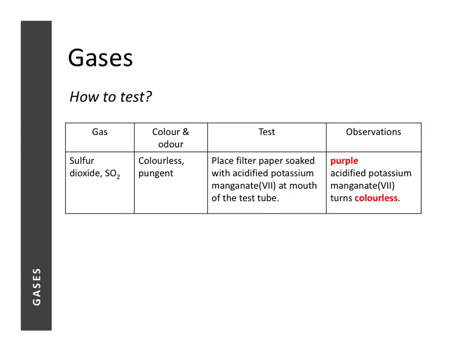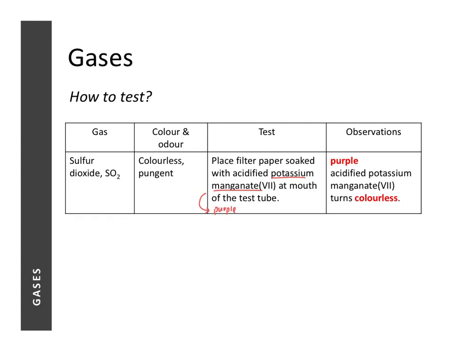The last gas that we'll look at is sulfur dioxide. Sulfur dioxide is colorless and pungent, it has a rotten egg smell, but again, any smell in chemistry is simply written down as pungent. So how do we test for it? Place a filter paper that's soaked with acidified potassium manganate(VII). Now, acidified potassium manganate(VII) is purple.